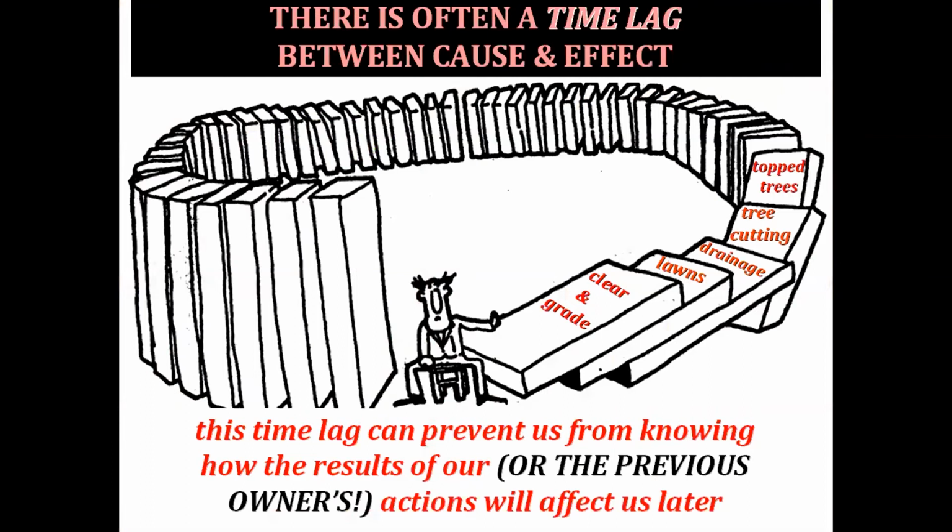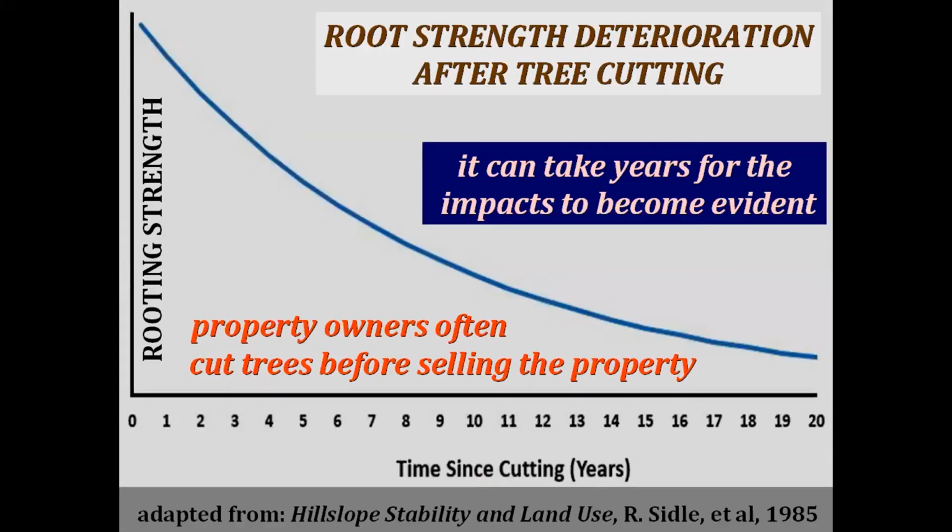Now, the problem is that there's often a time lag between cause and effect. So it prevents us from knowing how the results of our or our previous owner's actions will affect us later. Now, it's pretty sad that property owners often cut trees before selling the property. And so it can take years for the impacts of that action to become evident. So you buy your house right after the previous owner cut the trees to improve the view, and then there's a progressive root strength deterioration that can eventually destabilize or contribute to landslides.